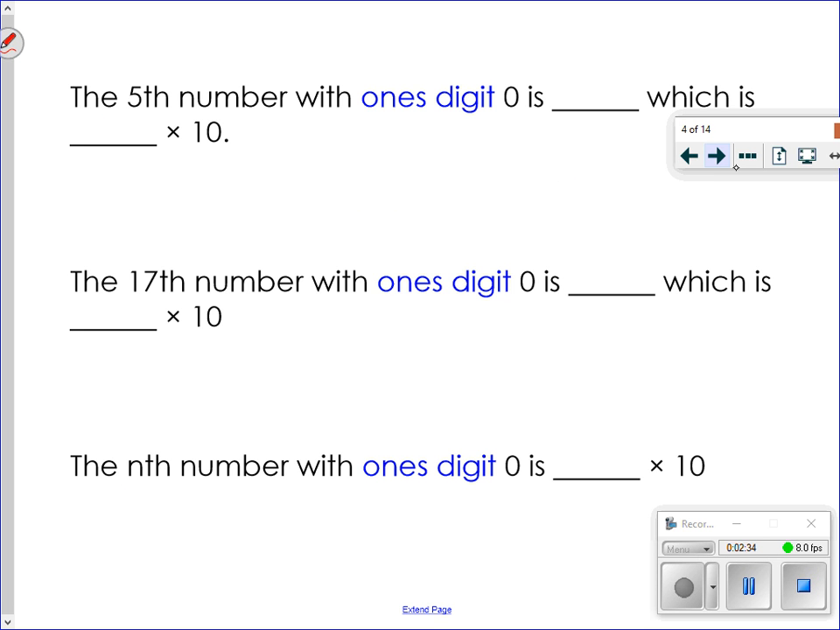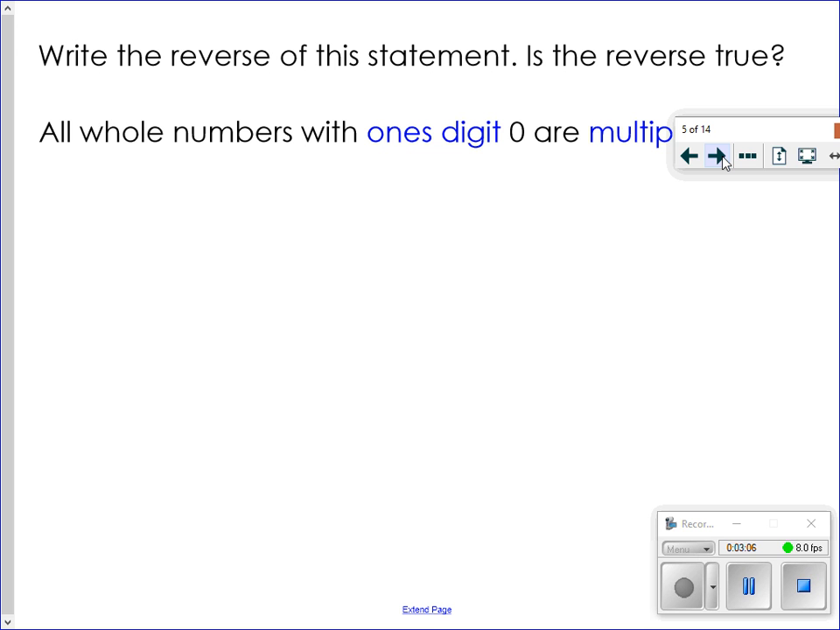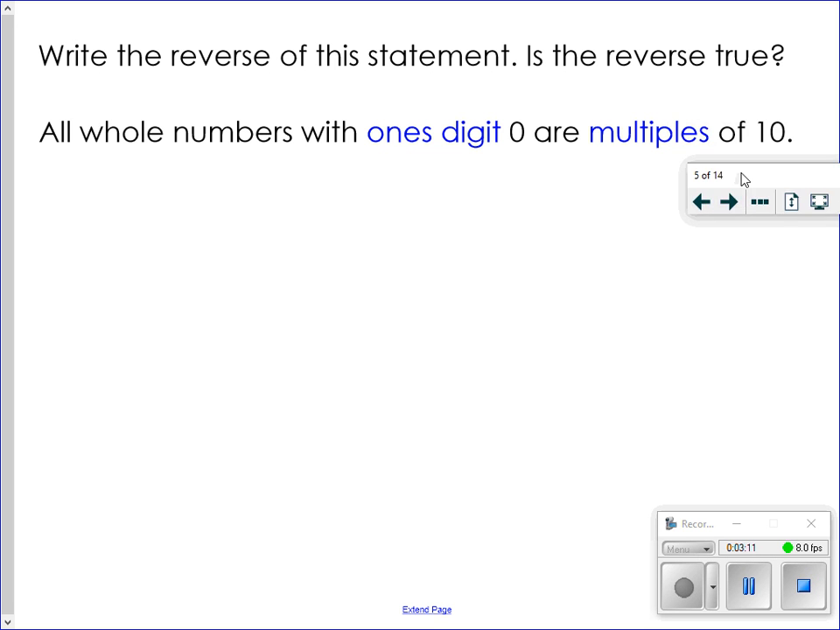Okay, we can keep this going. The fifth one would be 50, which is 5 multiples of 10. The 17th number with a ones digit 0 would be 170, which is 17 multiples of 10. So the nth, some undetermined number with a ones digit of 0, would be n times 10. Whatever that number is, right? So all whole numbers that have a ones digit 0 are multiples of 10.